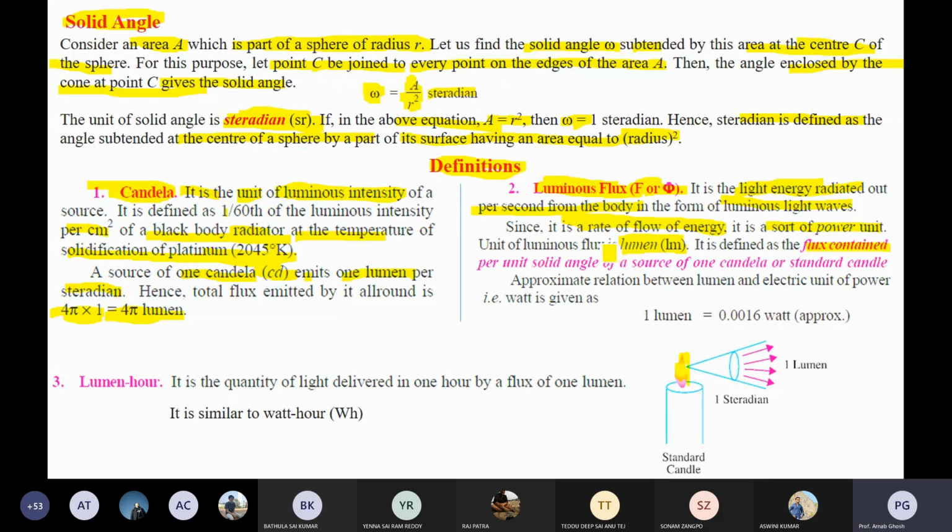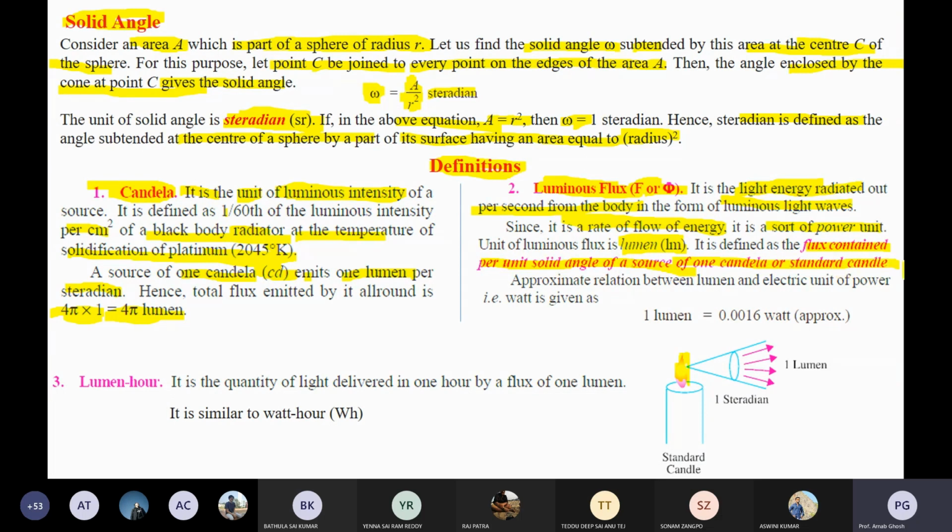Okay, approximately the relation between the lumen and the electric unit of power in watt is given by 1 lumen equal to how much watt? 0.0016 watt. Okay, so it is very low. So next one is the lumen hour. Lumen hour is similar to the watt hour.